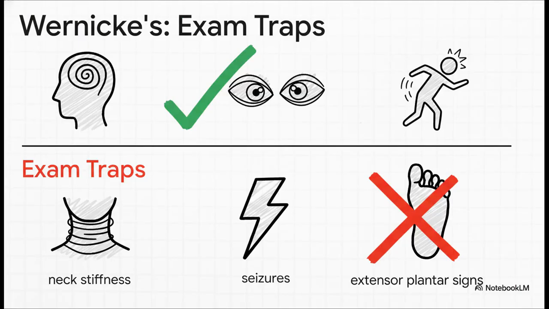Now let's talk about Wernicke's encephalopathy and some common exam traps. Look, knowing the classic triad, confusion, eye movement problems, that's great. But what's even more high yield is knowing what Wernicke's is not. It's a thiamine deficiency problem affecting the brainstem. It does not cause neck stiffness, that's meningitis. It does not cause big seizures, that's more like alcohol withdrawal. And it does not cause upper motor neuron signs. If you see any of those things, you've got to be thinking about something else going on.